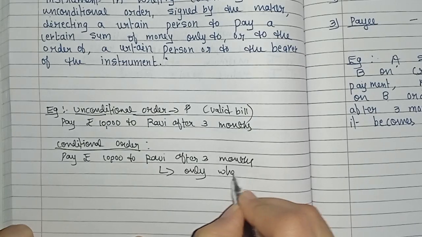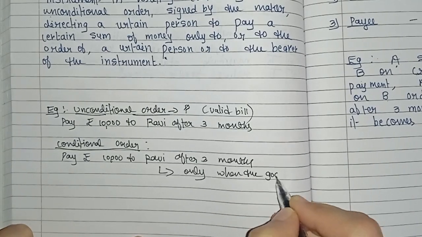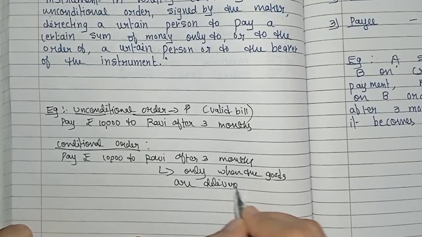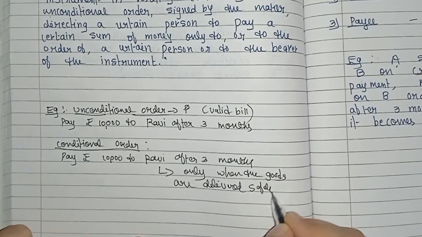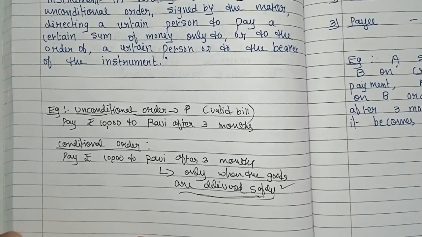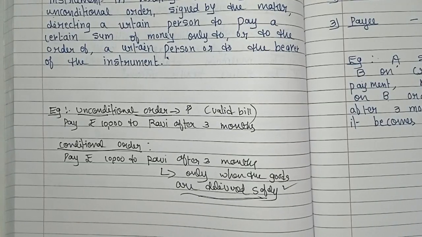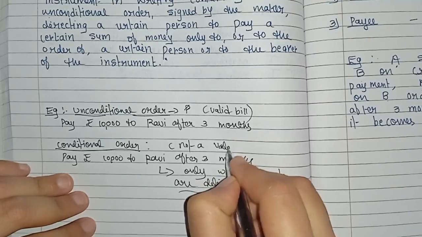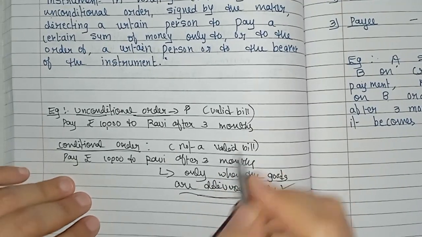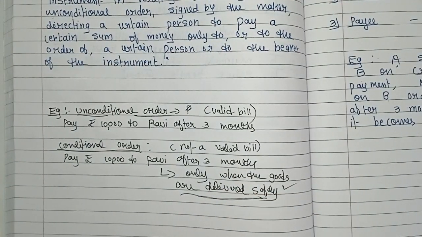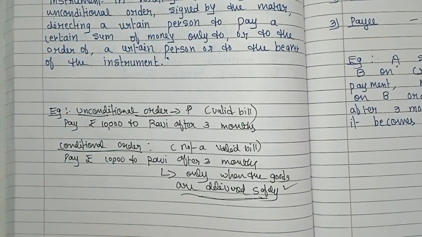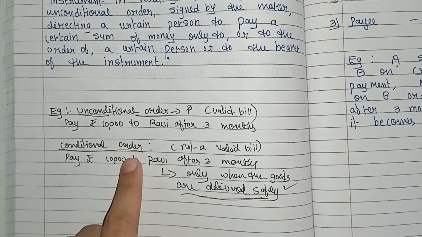Only when the goods are delivered safely. So this is the condition. It means this is a conditional order and it is not a valid bill. So our bill of exchange should be an unconditional order.